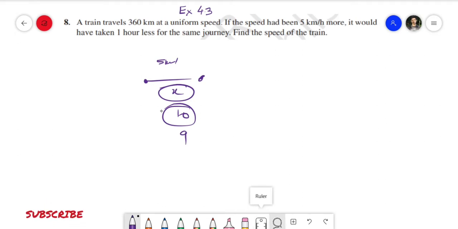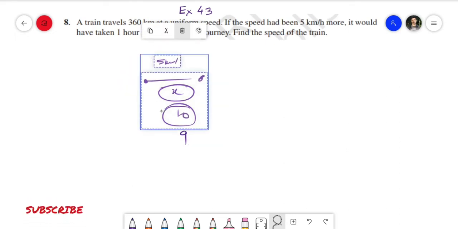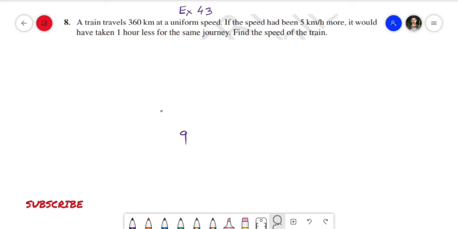So let's try to do this one. I hope you understood the question. Means you will reach 1 hour earlier if your speed had been more by 5 kilometers per hour. So let's do this one. This is easy, don't take it seriously, means don't think this is very tough. This is again too easy. Okay, let's solve this one.